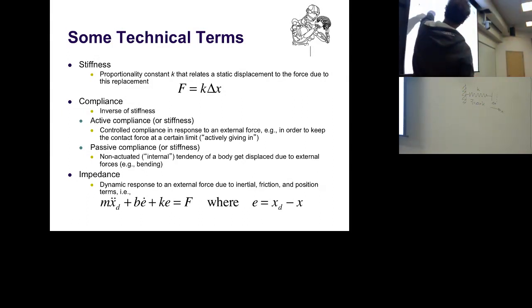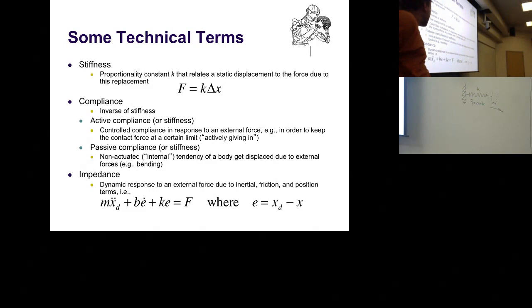People like to use the word compliance frequently, which is nothing but the inverse of stiffness. So it's 1 over k, just turning it around. One is how much something resists. The other one is how much it gives in. Both of them mean the same. There's something which is called active compliance or active stiffness versus something which is passive compliance and passive stiffness. And this is actually pretty straightforward to understand.